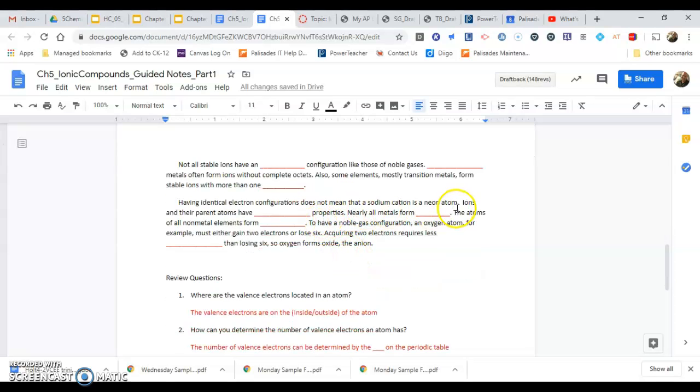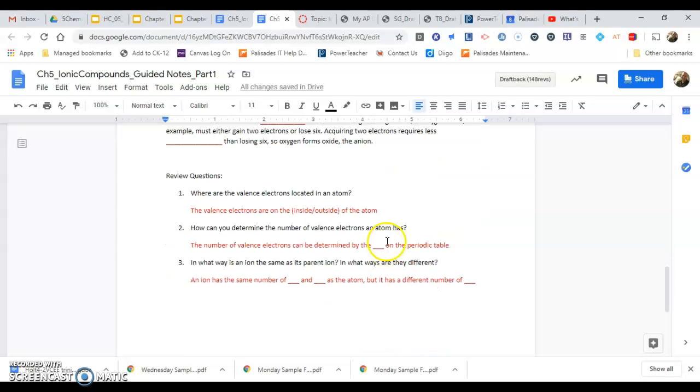Nearly all metals form cations. The atoms of all nonmetals form anions. And to have a noble gas configuration, an oxygen atom, for example, must either gain 2 electrons or lose 6. Acquiring 2 electrons requires less energy than losing 6, so oxygen forms oxide, the anion.